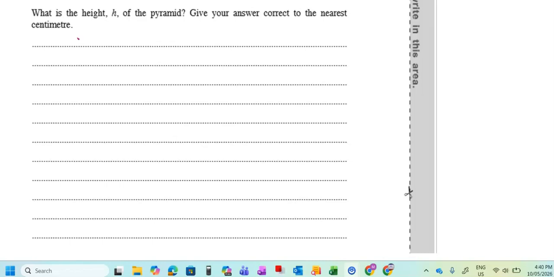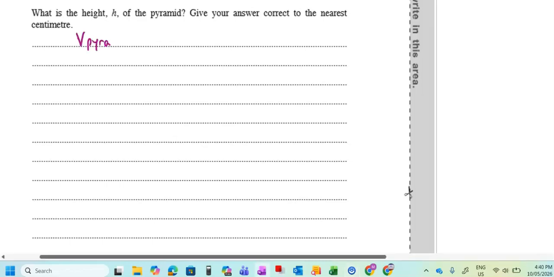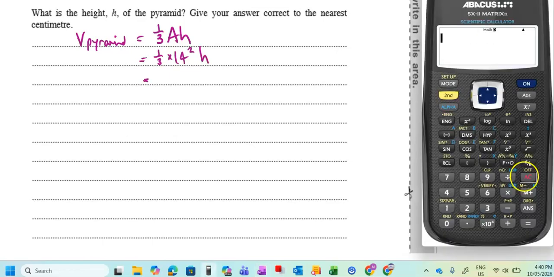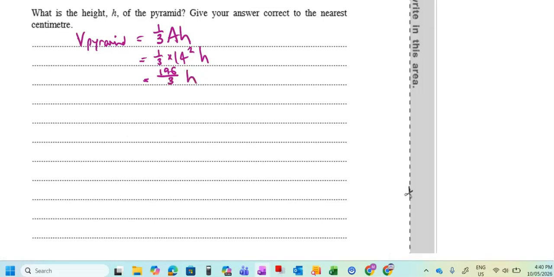Okay, so I know that the volume of any pyramid equals a third AH, where A is the area of the base. So in this case, it's a third of 14 squared times H. I can put that much into my calculator. 14 squared all over 3. I get 196 on 3 lots of H. So that's the volume of my pyramid.